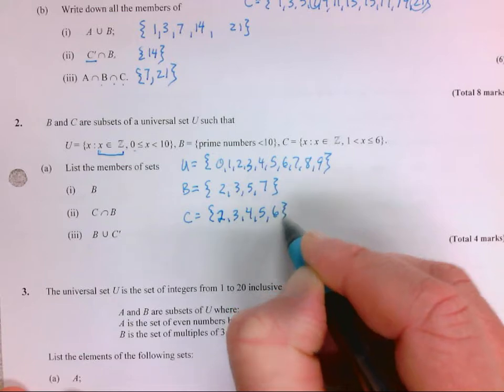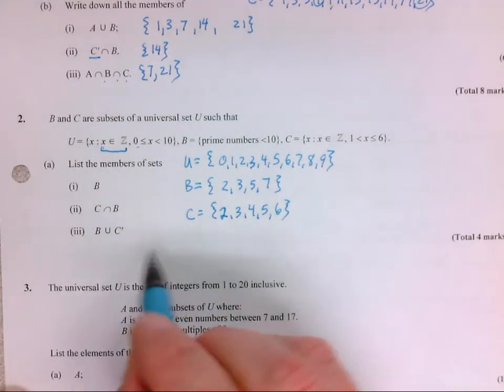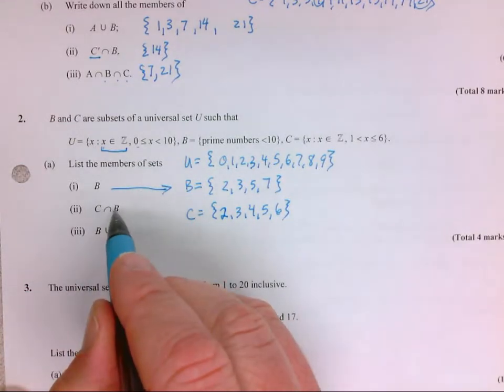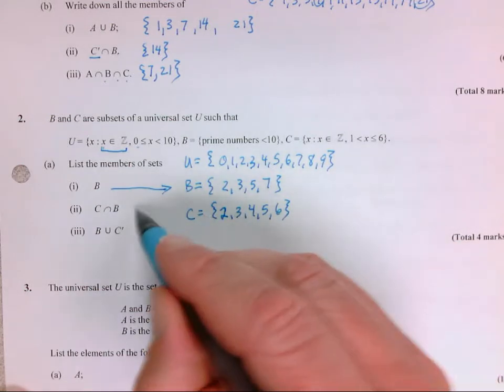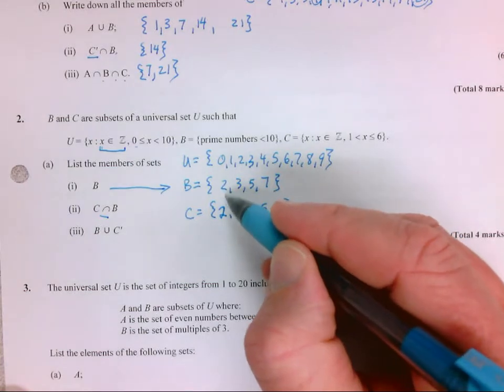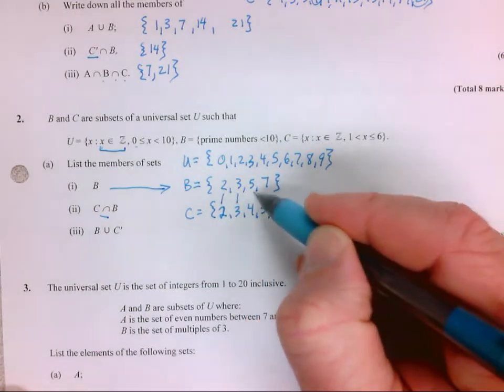And when you get your sets listed, then you can answer any question pretty easily. Usually one of the questions will be to answer a set. The other one, C intersect B. So if you have both of them together, this means C and B. What's in both C and B? So 2, 3, 5.